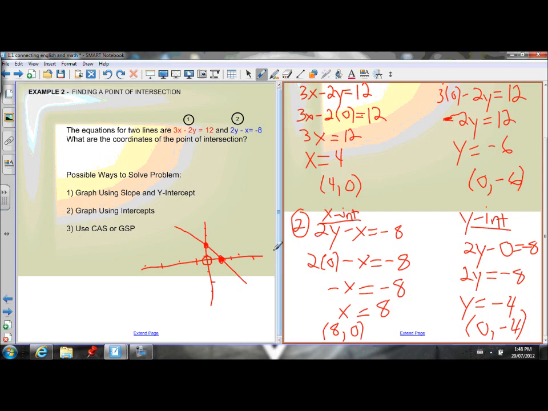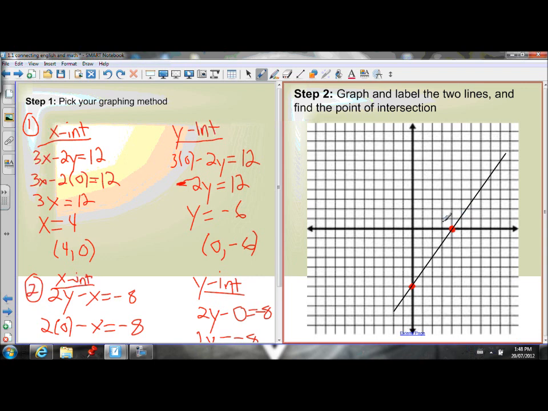Let's plot those 2 points, connect them, and then find what that line will look like. So (8, 0) will be the x-intercept. 1, 2, 3, 4, 5, 6, 7, 8. (8, 0).